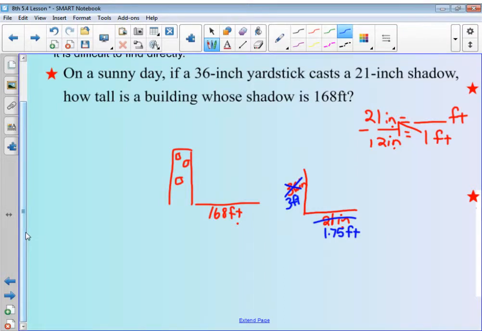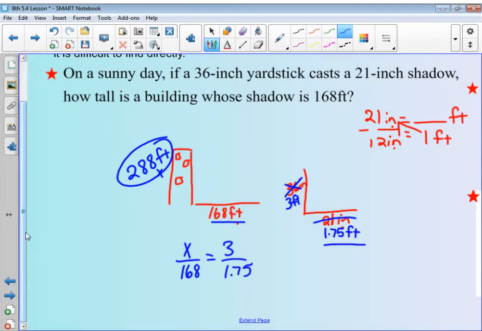Now I can go ahead and use my numbers. So I have, this is X, I want to know the height. X over 168 is equal to 3 over 1.75. Matching shadow to shadow, the height to height. So now we'll cross multiply, divide. 3 times 168, and then divide that by 1.75. And that gives me 288, and we were working in units of feet.